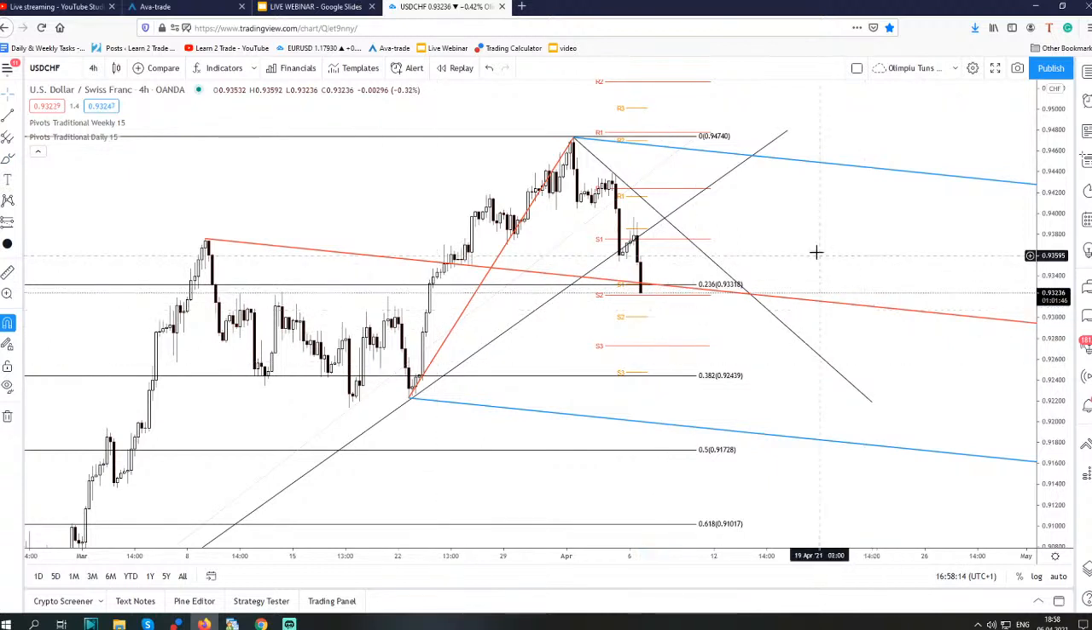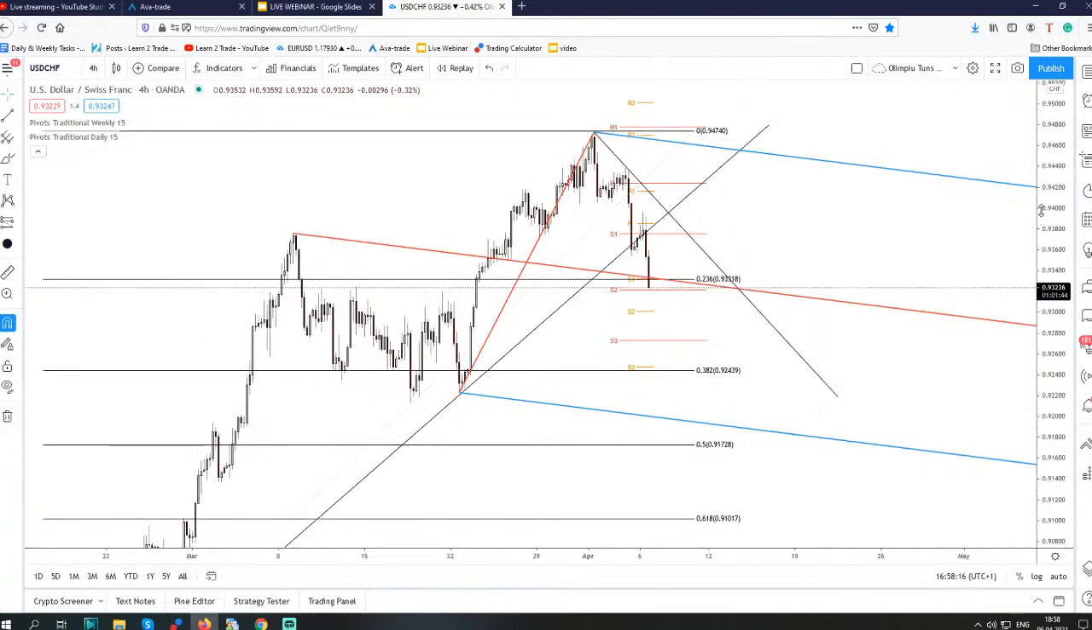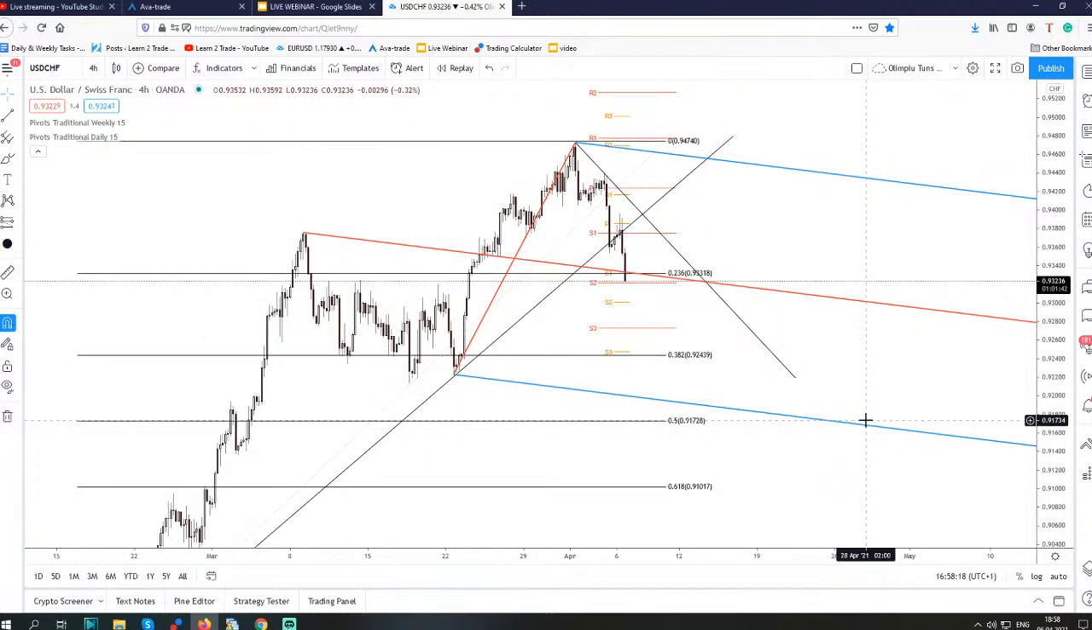Okay, so when you draw a descending pitchfork, you can use the medium line as a potential target. If the price drops below the medium line and stabilizes right below the medium line, then it could continue to drop towards the lower medium line.